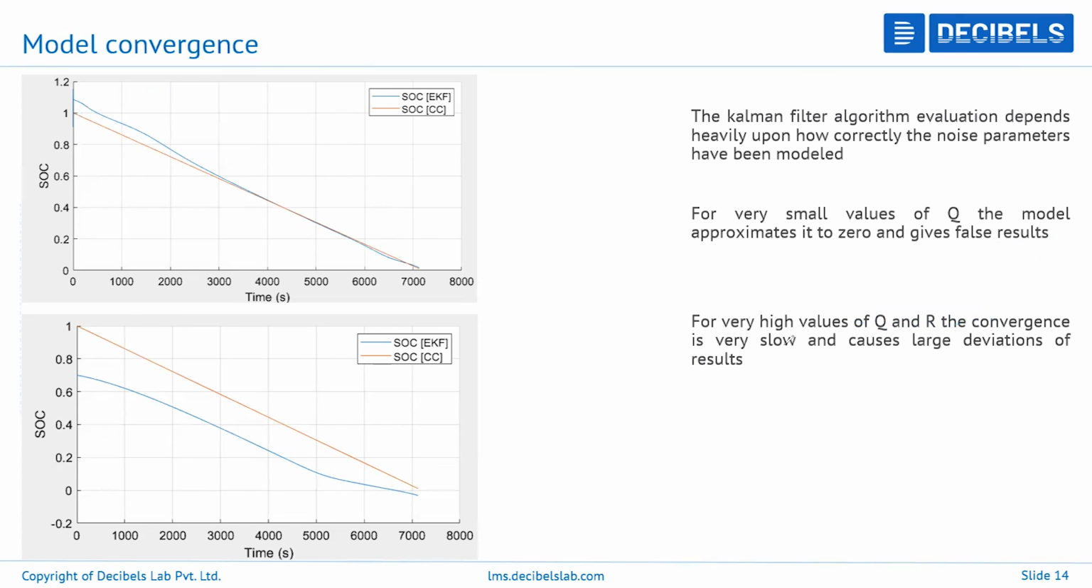So on the other hand, if you go for extremely high values of Q and R, or if you overestimate, right? Then you get results something like that, where you see on the bottom that there is absolutely no convergence. Okay, there is very, very large deviation. Either the convergence is very slow, or it is not converging at all, no convergence.